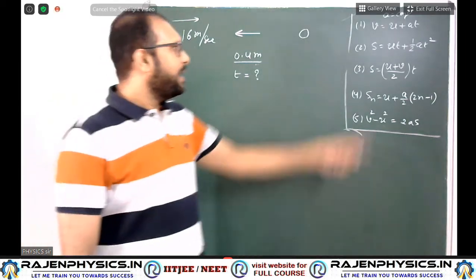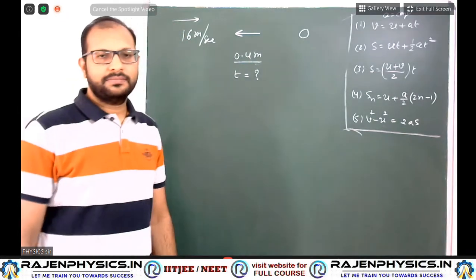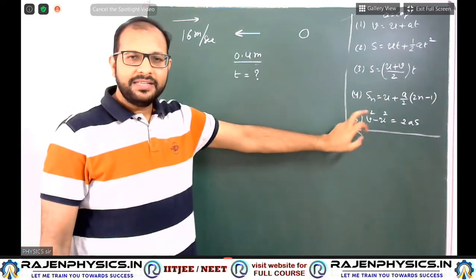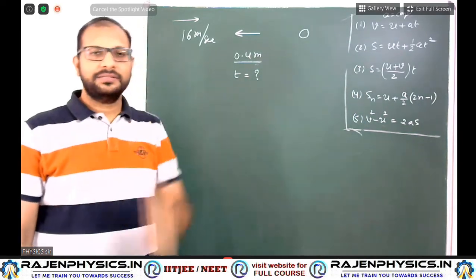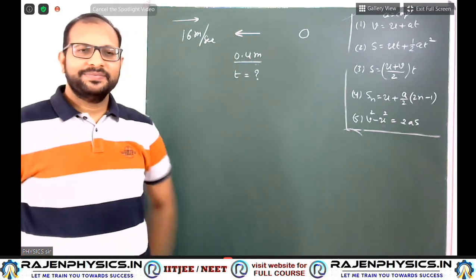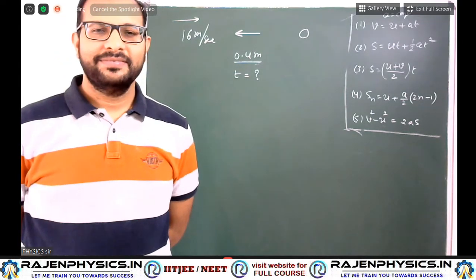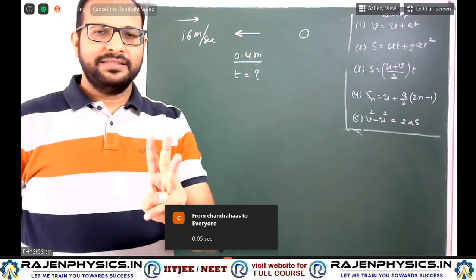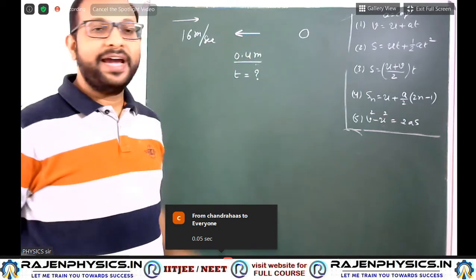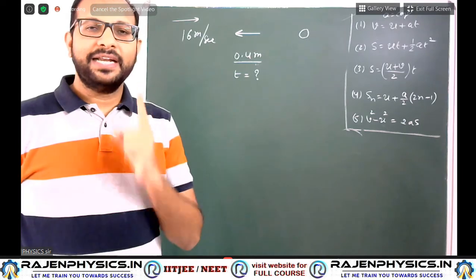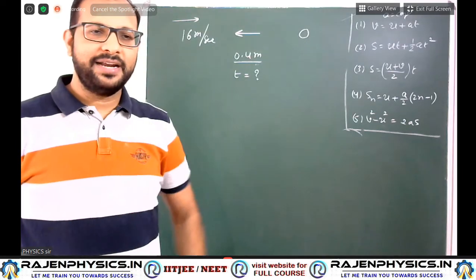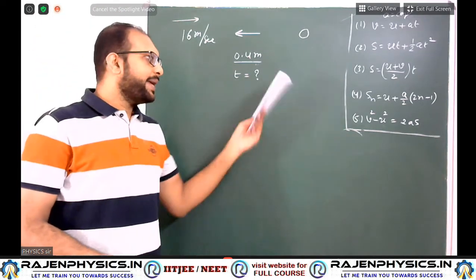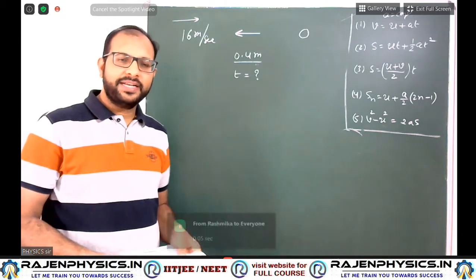Once A is calculated, again use equation number 1. V is 0, U is 16, and the A you just calculated, substitute in equation number 1. You will get the time. So students, either equation number 3 alone, or equations 1 and 5. Definitely equation number 3 will provide the fast answer. In the examination, time is also important, so by using equation number 3 we can easily find it.